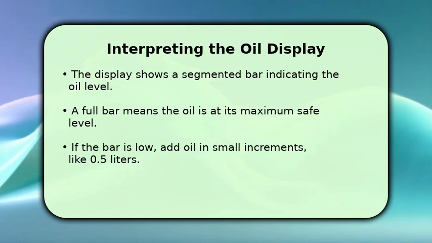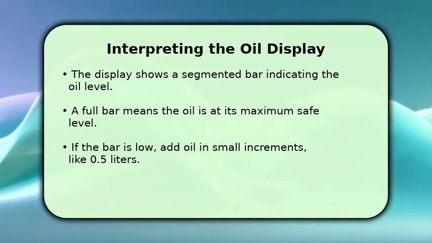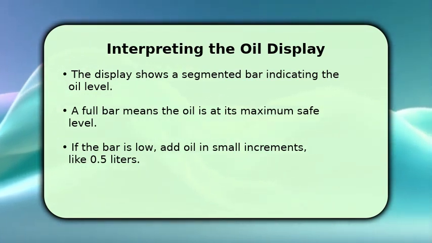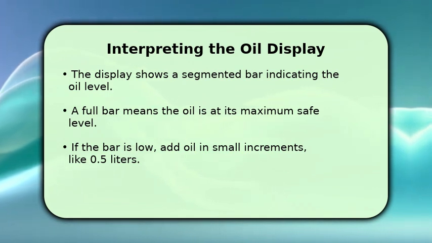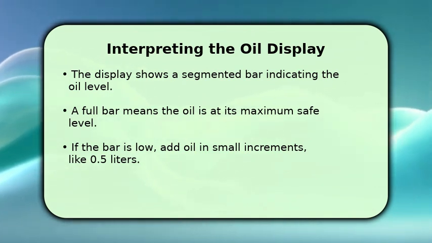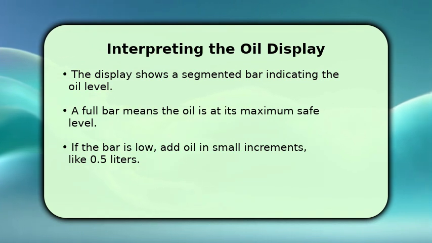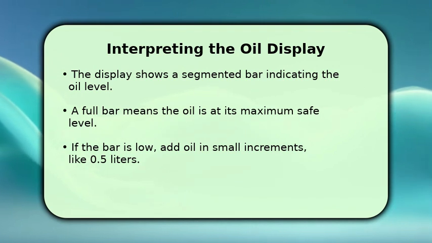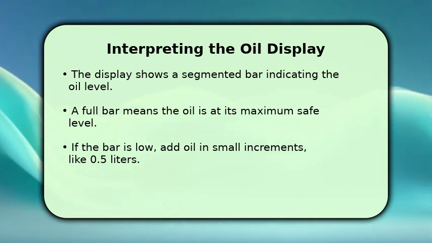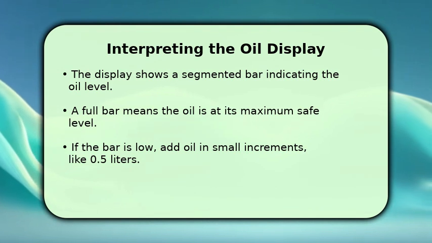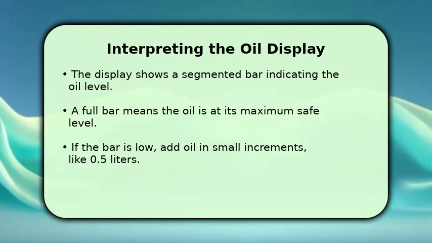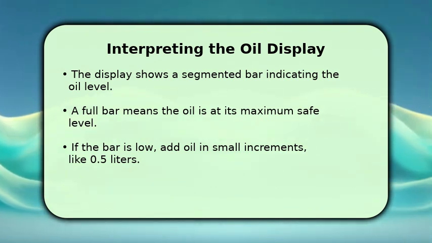Once you select Oil Level, you will see a graphic representation, usually a segmented bar. A full bar indicates your oil is at the maximum safe level. If the bar is not full, it means your oil is below the maximum. The system will often tell you how much oil to add, typically in increments of 0.5 liters. Always add oil slowly and recheck the level.